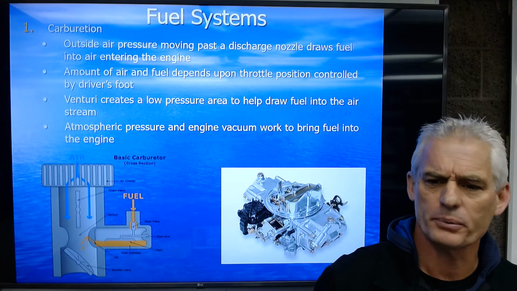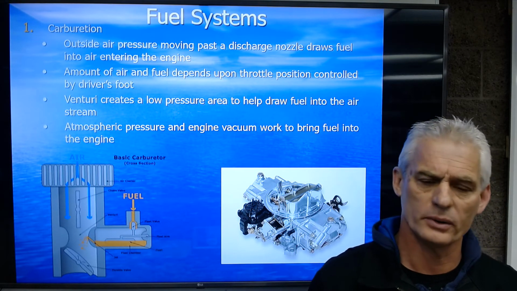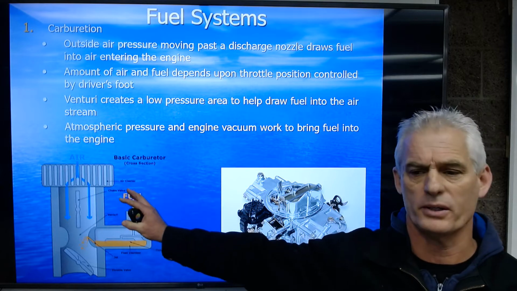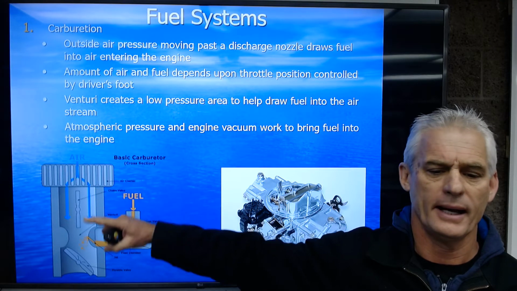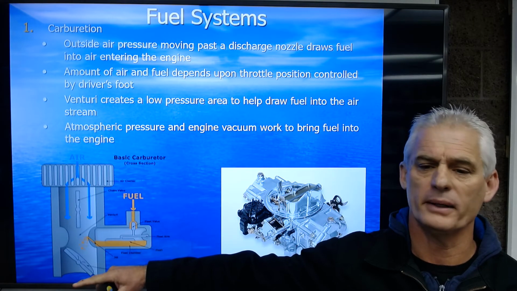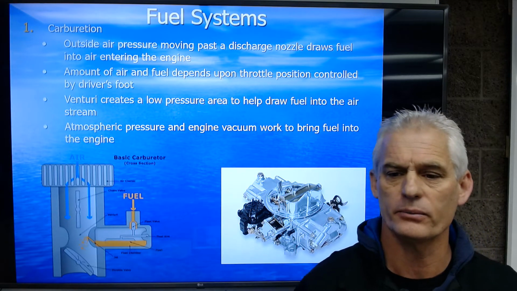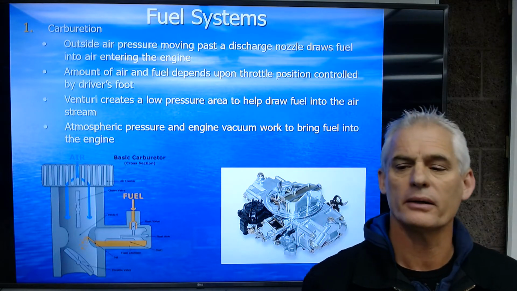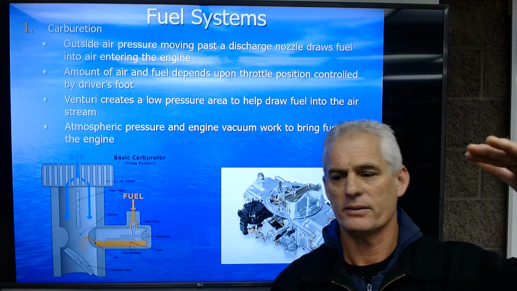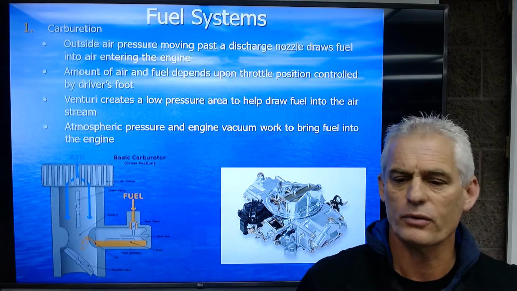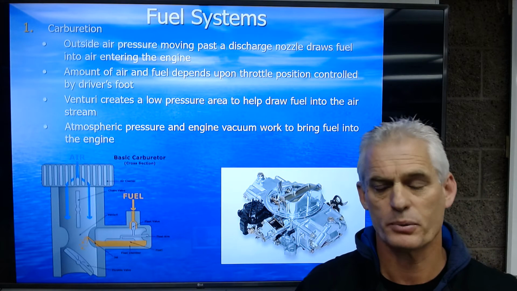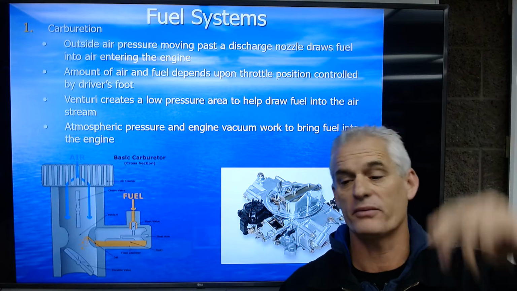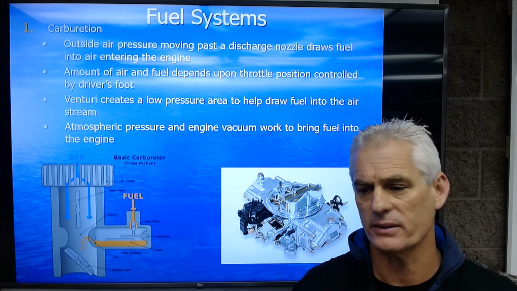It says atmospheric pressure and engine vacuum work to bring fuel into the engine. So it works on the difference of 2 pressures: outside air pressure, and then underneath the throttle plate there, what we call intake manifold vacuum, which is the descending motion of the piston creating a suction, and that's our vacuum. At sea level, we have 14.7 pounds per square inch of air pressure. That's the weight of the column of the atmosphere above your head, if you will, when you're standing at sea level.